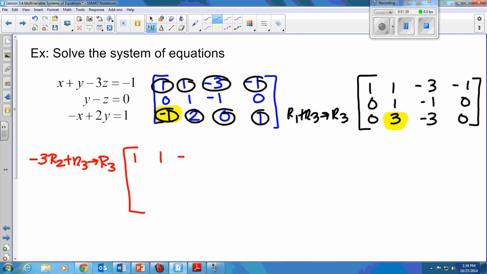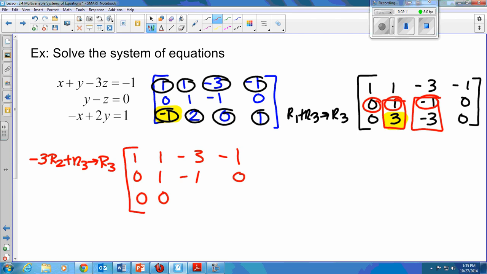So row 1, row 2. So negative 3 times 0 is 0. 0 plus 0 is 0. Negative 3 times 1 is negative 3. Negative 3 plus 3 is 0. Negative 3 times negative 1, positive 3 minus 3. Negative 3 times 0.